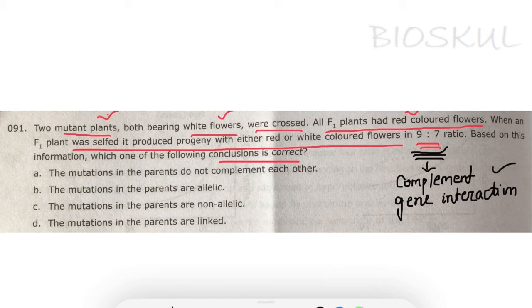So option A, the mutations in the parents do not complement each other. Wrong, because the mutations in the parents do complement each other. So option A will be wrong. Mutations in the parents are allelic. This one is wrong because complementary gene interaction is a type of non-allelic gene interaction. So the mutations in the parents are non-allelic. Yes, this one is true. Mutations in the parents are linked. No, this one is wrong. So which one is the correct answer? The correct answer is option C.